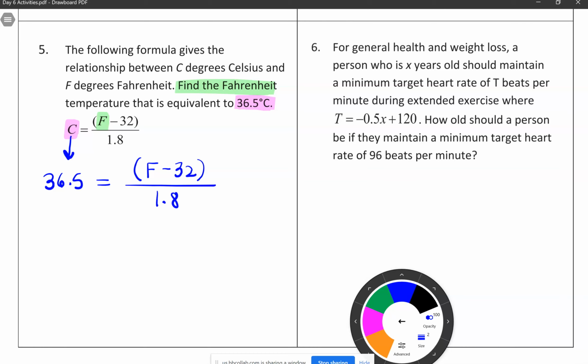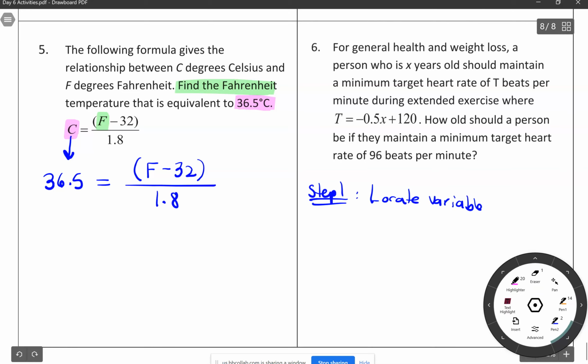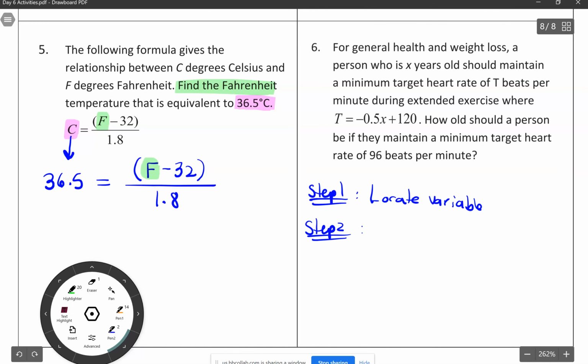So we're just going to go through the steps of how we solve equations. Step 1, you locate the variable, which we already did, right? We said, oh, our variable is stuck up here. Okay, step 2, you ask yourself what happened to it. So according to PEMDAS, what's happening to F?